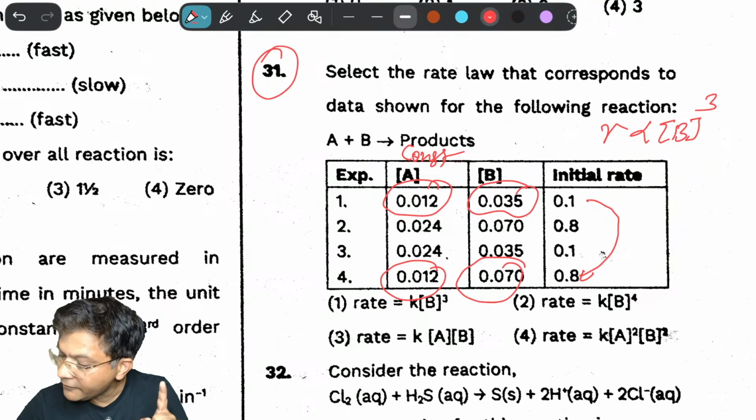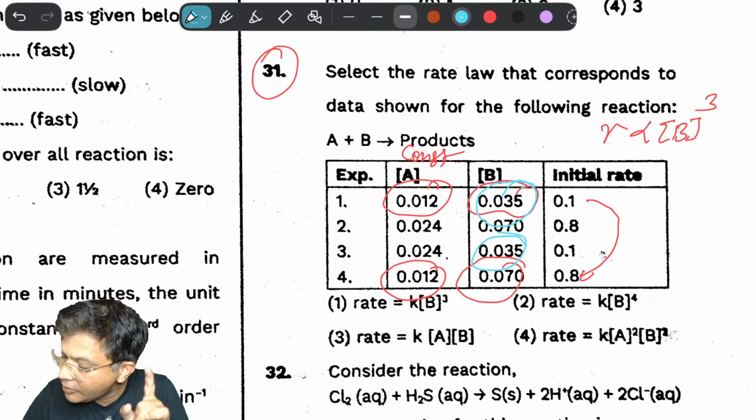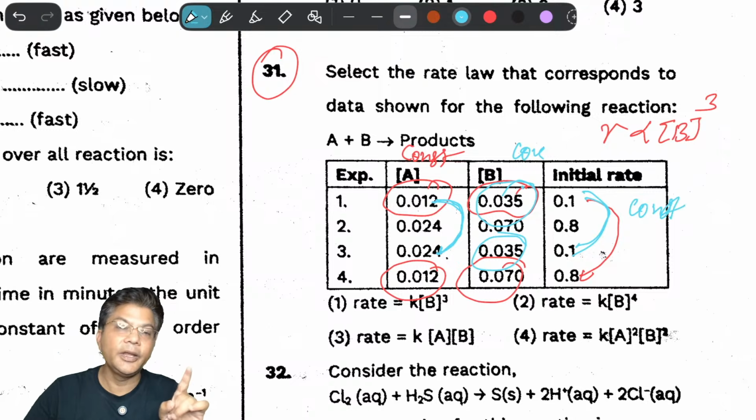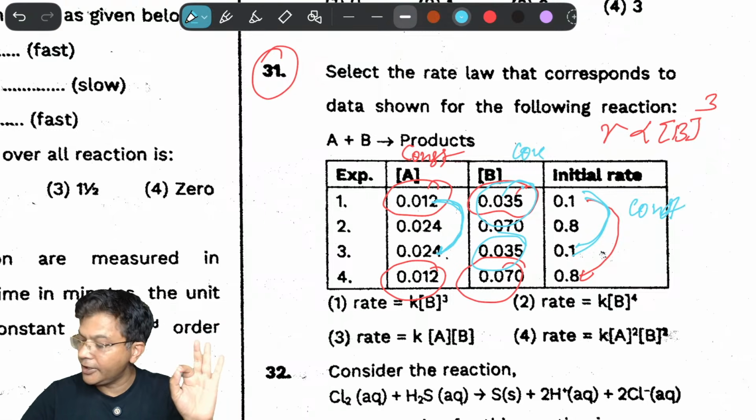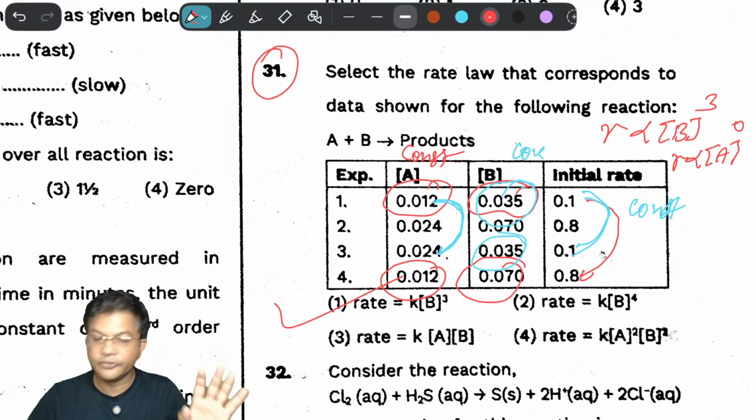And now if I say that B remaining constant, and A got increased 2 times, but rate remaining constant, that means it is independent of the concentration of A. That means rate is not dependent on the concentration of A, power 0. So only the first is the correct answer.